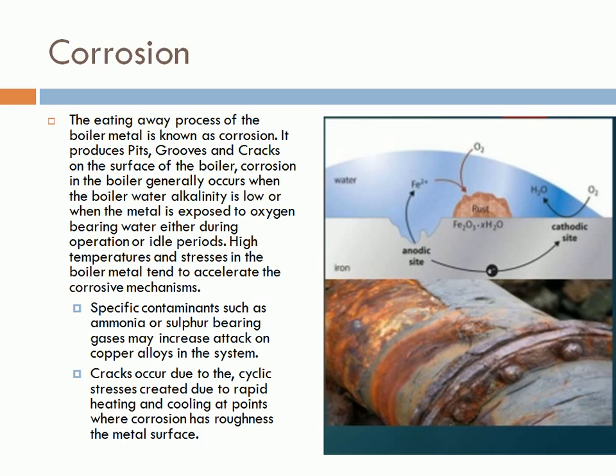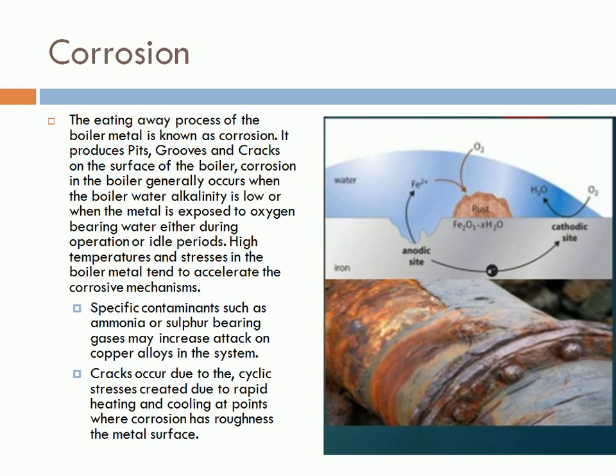Corrosion in the boiler is due to the presence of dissolved oxygen, dissolved carbon dioxide and dissolved salts. So you can see what the corrosive effect will be on this particular part of the power plant. The eating away of the boiler metal is known as corrosion. It produces pits, grooves and cracks on the surface of the boiler. Corrosion in the boiler generally occurs when the boiler water alkalinity is low and when the metal is exposed to oxygen-bearing water, either during operation or idle periods. The high temperature and stresses in the boiler metal tend to accelerate the corrosive mechanisms, right?